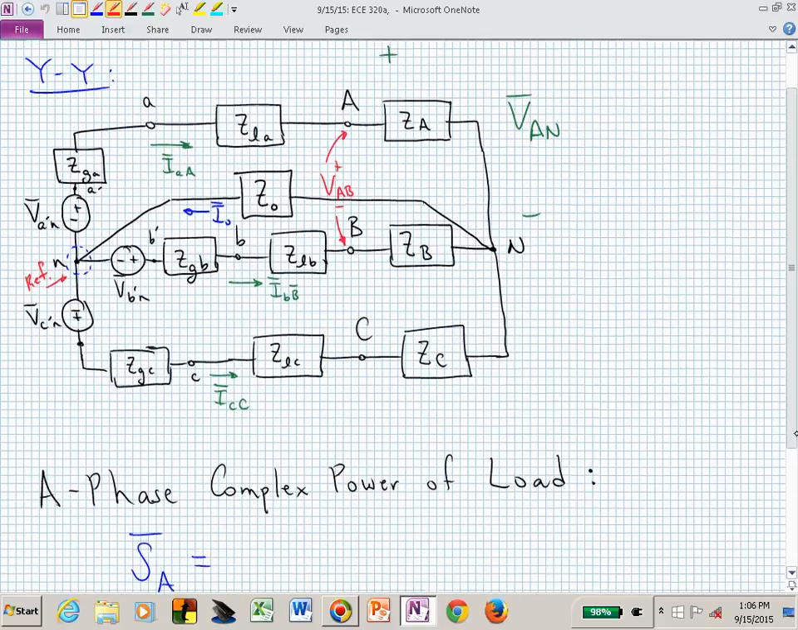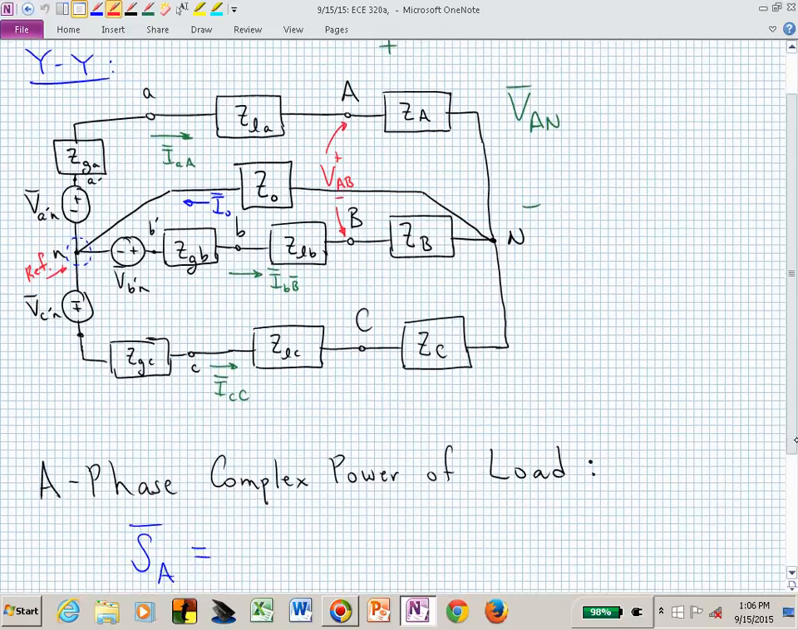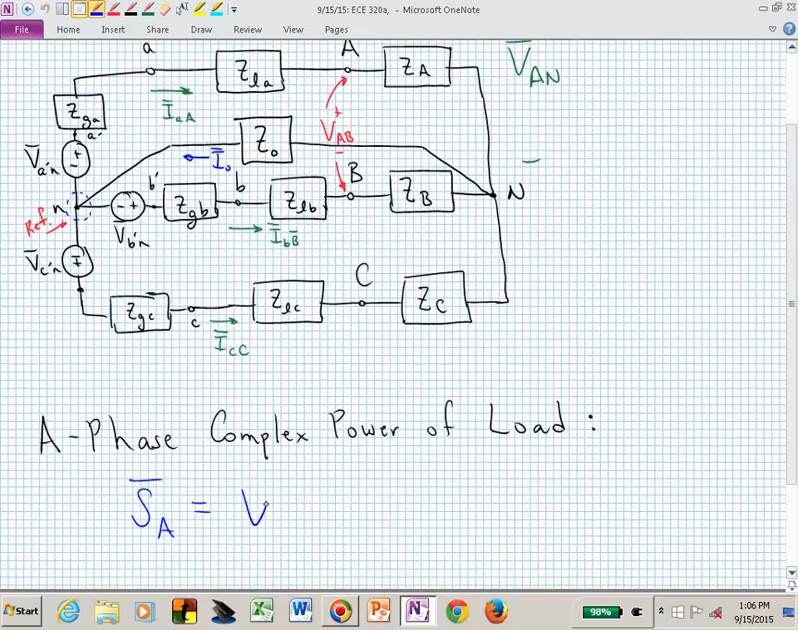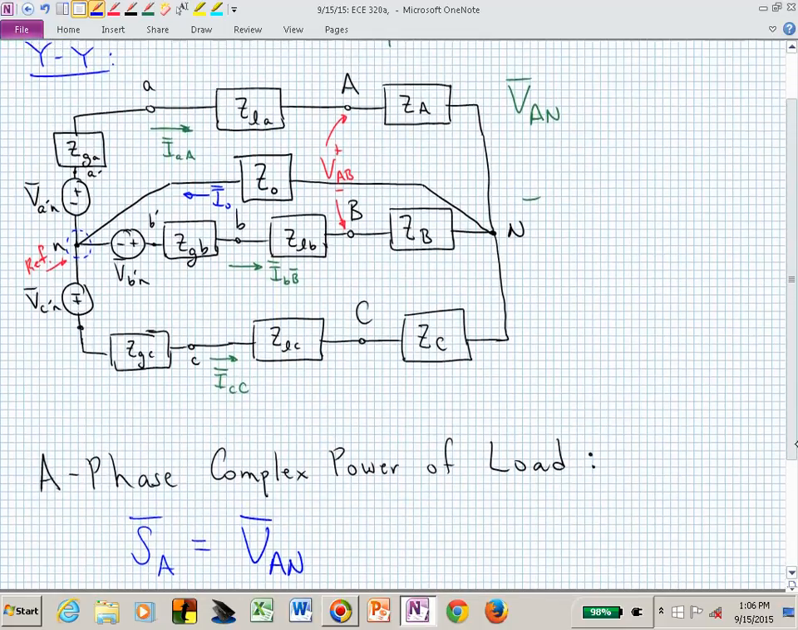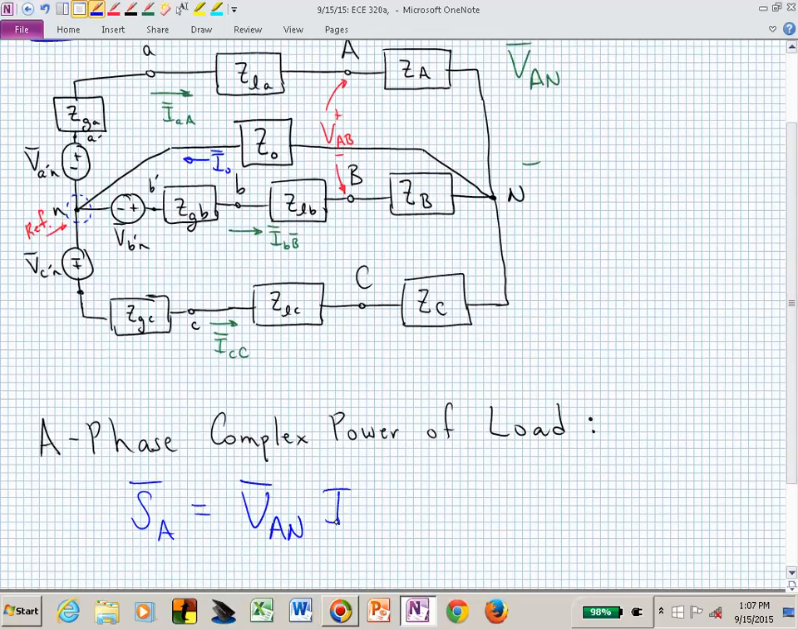The A phase voltage, I hope you see, is the voltage dropped across the A phase impedance, which is simply V sub capital A capital N. Again, I'm assuming all of these are in RMS. And now I need to multiply that by the complex conjugate of the current going through the A phase. That's just capital I sub little a, capital A. And it's a passive sign convention, so I don't have to worry about changing the sign.